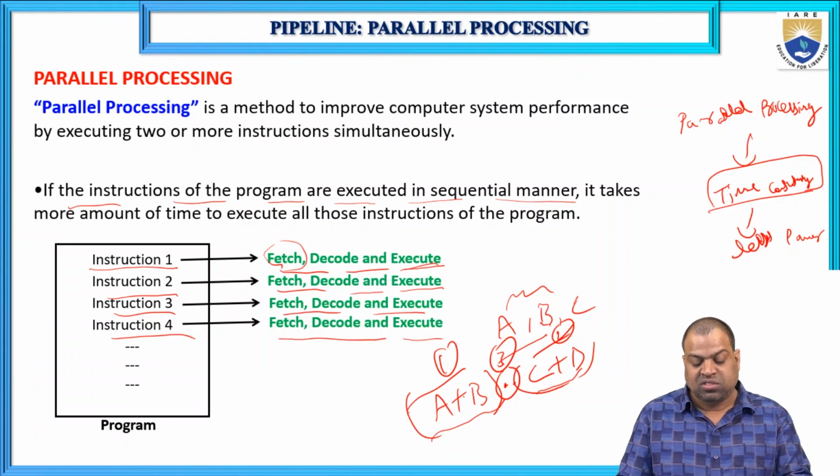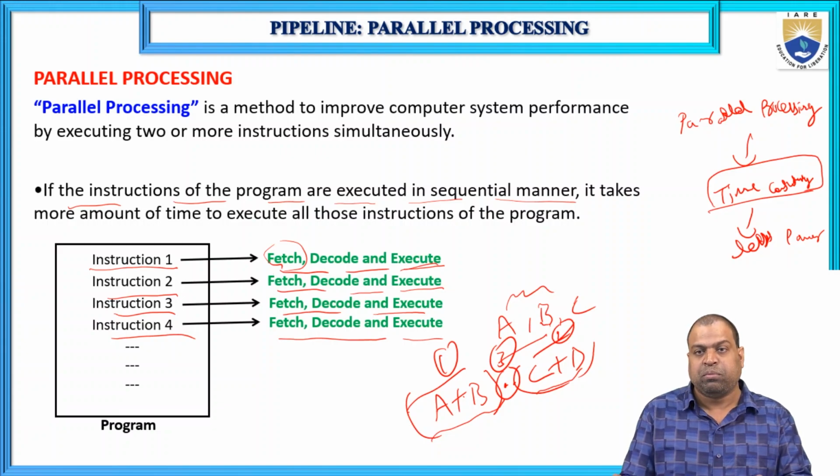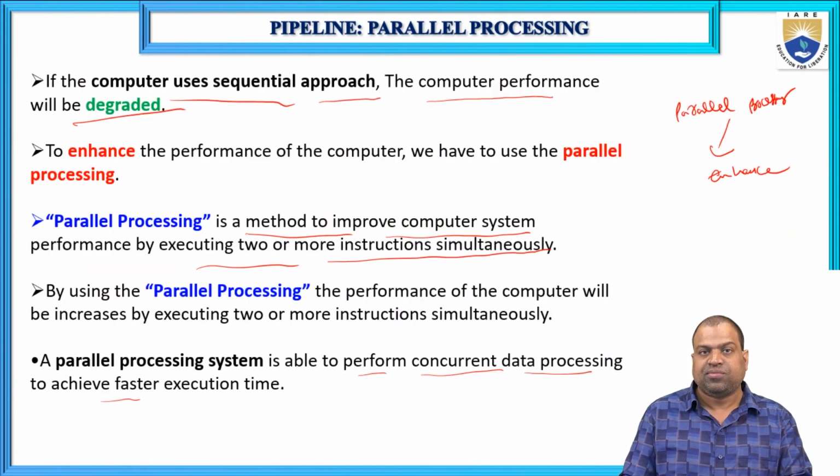For each instruction we need fetching, decoding, and executing. When we perform parallelly, we are performing all those things at the same time, so we save the time we would otherwise consume.